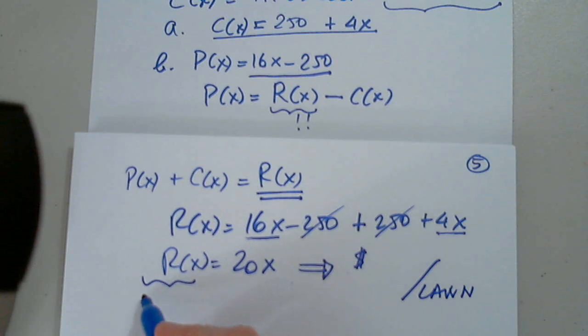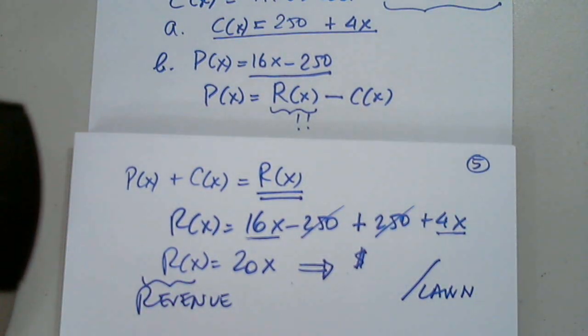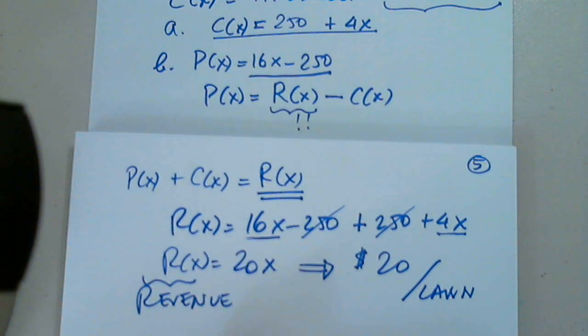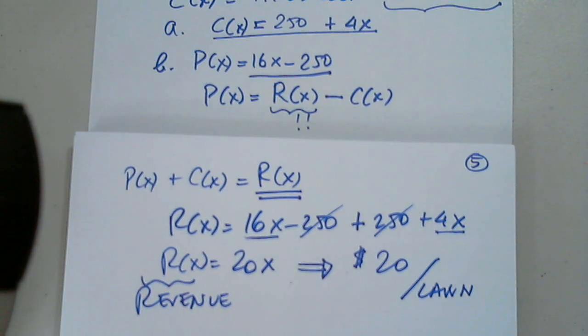So now, can anyone tell us how much he charges per lawn? Remember, this is the revenue function. $20 per lawn. Who was that? Destiny, thank you. $20 per lawn. Excellent. Do we all see that? So the revenue is how much he charges per lawn times the number of lawns that he mows. That's how we know that this is 20.